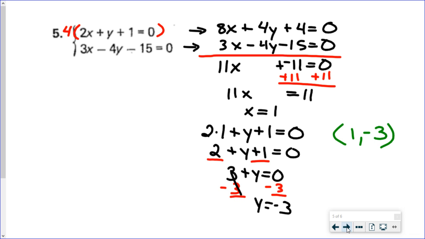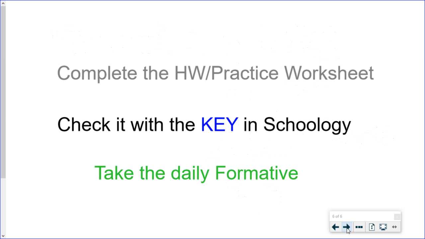Okay, hopefully you're getting pretty darn good at this. If you are struggling, it is imperative you reach out for help, okay? Okay, so finish the worksheet, check the key in Schoology. It's by number, kind of, and then take the formative, okay? Okay, have a great day, and let me know if you need help, please.